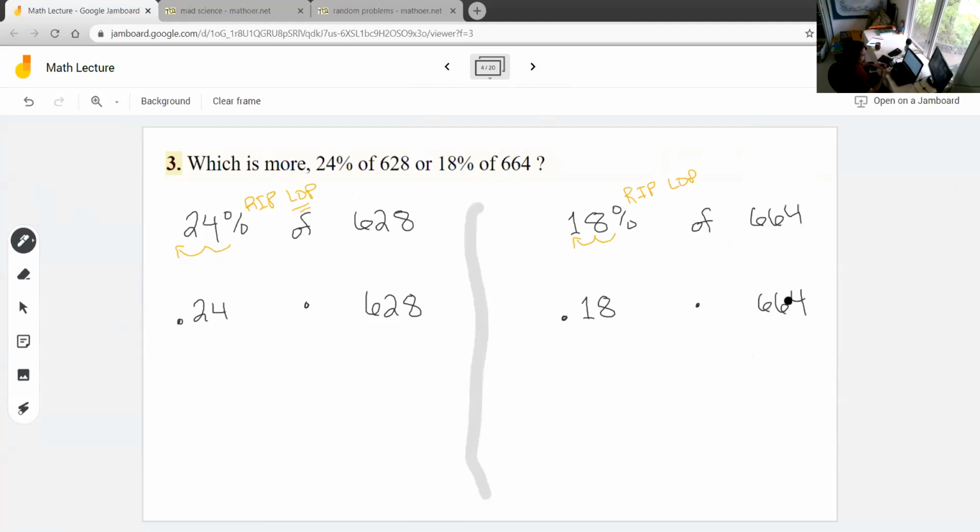So who knows what these actually are? Let's see, 0.24 times 628. So this is 150.72. I'm not bothering to round because all I'm doing is picking which is bigger. 0.18 times 664 gives me 119.52. So this one is bigger. Is that good review of the first type of percent problems that we did on Monday?